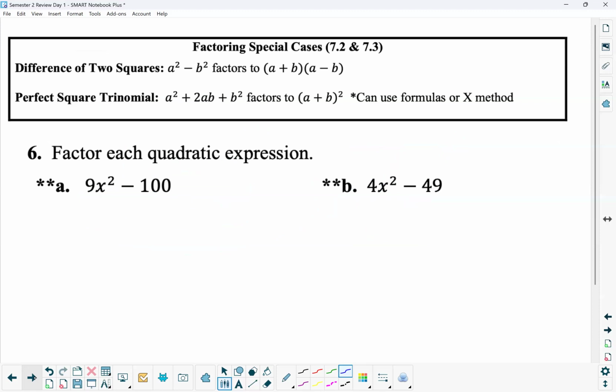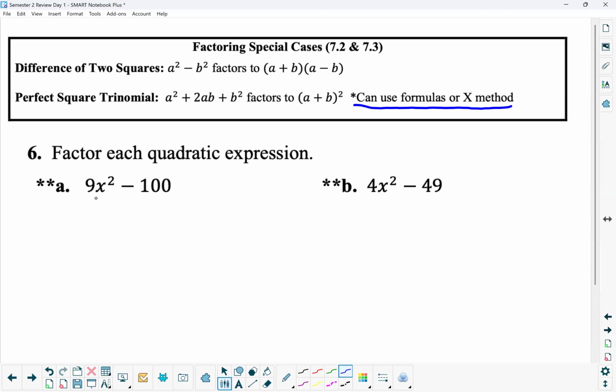Then we had a couple of special cases. One was the difference of squares. If we have a perfect square minus a perfect square, it factors into the square root of the first plus the square root of the second times the square root of the first minus the square root of the second. The other is the perfect square trinomial. Again, I would just use the x method for that one rather than trying to memorize that formula.